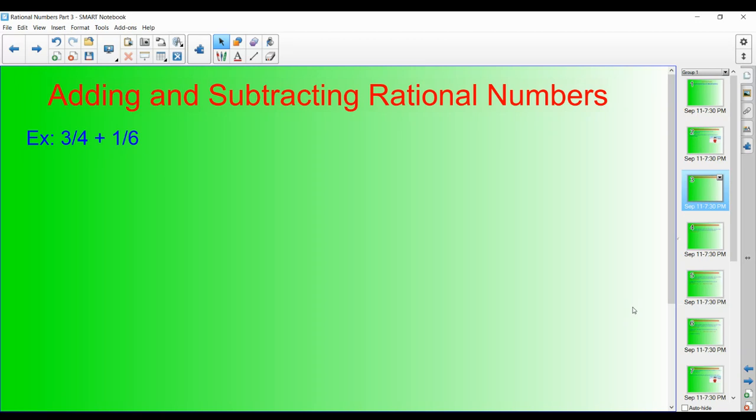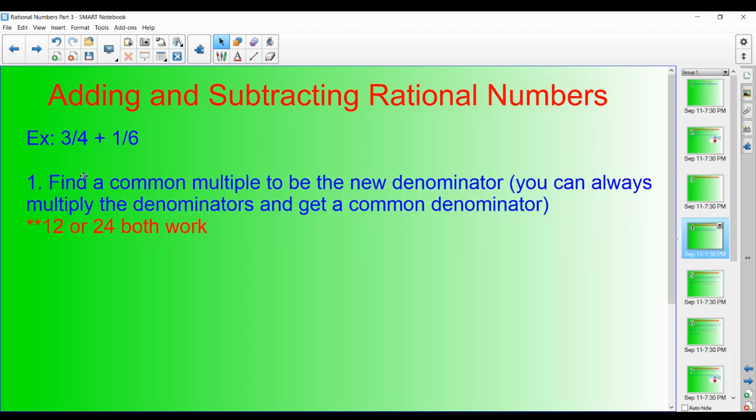You can pause and try it out if you'd like. So 3/4 plus 1/6. Common denominators, not yet. So we've got to make common denominators. To find a common denominator, you can either multiply the denominators, or you can look at the denominators and see, do I know a multiple? So 12 is the least common multiple, or if I do 4 times 6, I get 24. Both work.